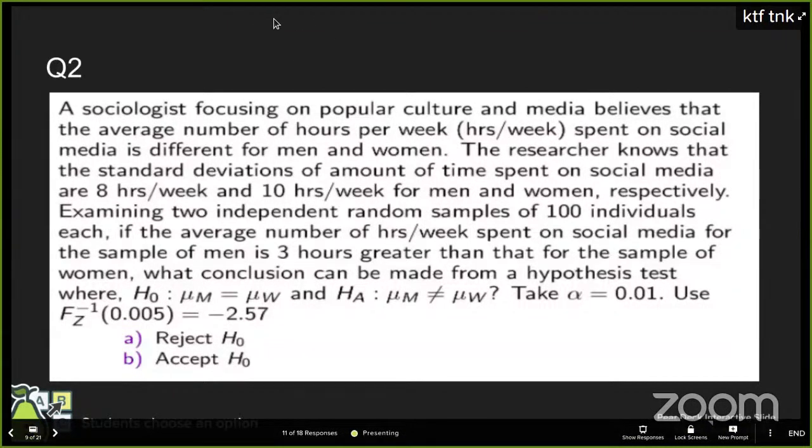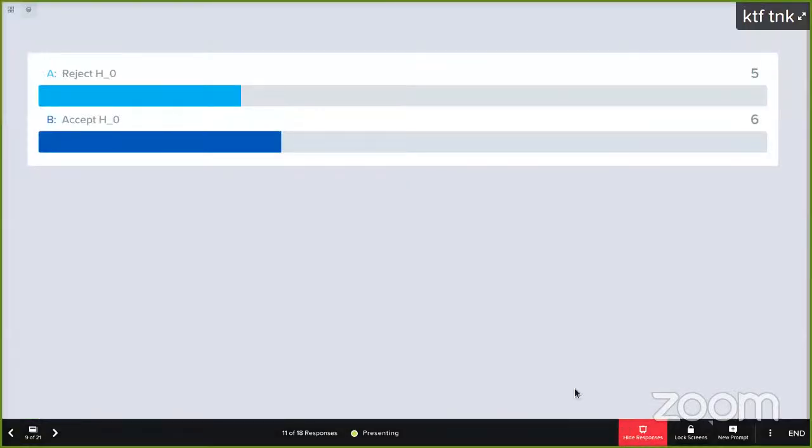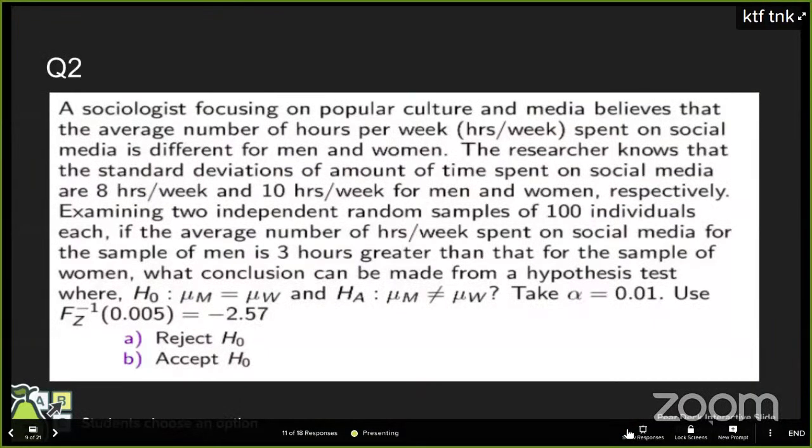Okay, so I think 11 responses are there. 5 are saying reject H naught, and 6 are saying accept H naught. Numbers are changing. Okay. So shall we see the solution now?